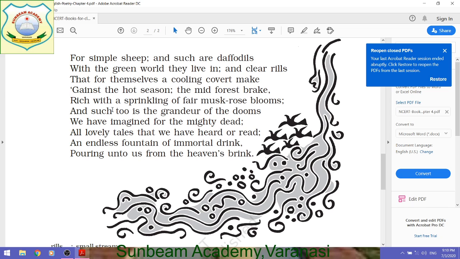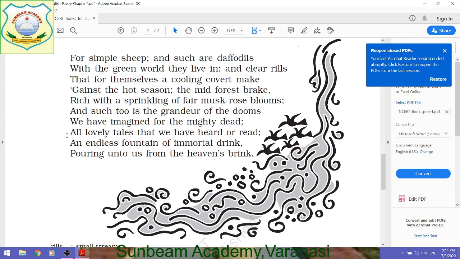Due to their achievements, it is imagined that even after their death, at the doomsday, they will be sufficiently rewarded. Their achievements are equally beautiful as the gifts of nature, the beauty of nature, because they are also a constant source of pleasure, joy, and inspiration for all of us.